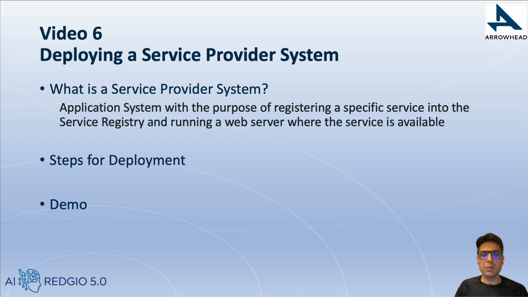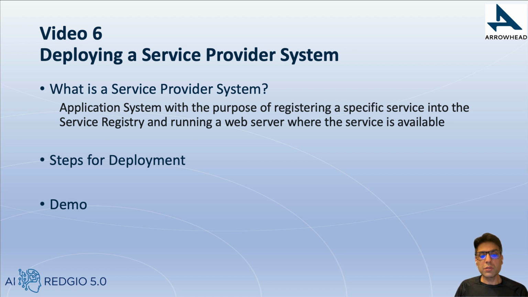In the sixth video, we will discuss how to deploy a service provider system in an Arrowhead Local Cloud. As we discussed earlier in the previous videos, a local cloud is essentially a localized instance of Arrowhead Framework, often tailored for specific automation tasks and to provide and consume services. A service provider system is an application system with the purpose of registering a specific service or a set of specific services into the service registry and running a web server where these services are available.